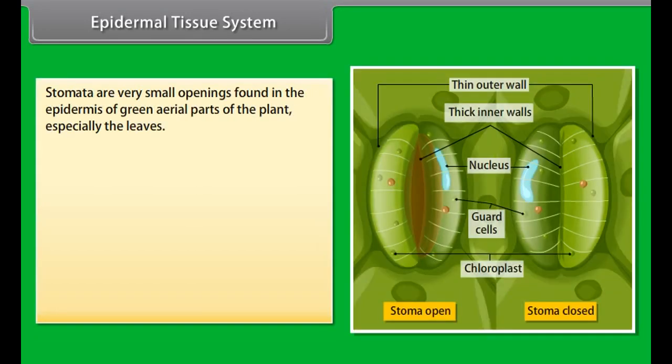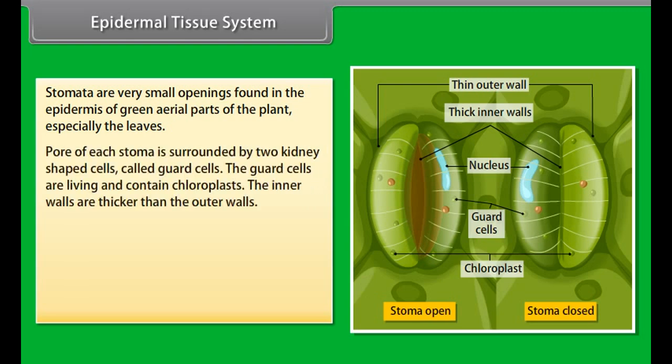Stomata are very small openings found in the epidermis of green aerial parts of the plant, especially the leaves. The pore of each stoma is surrounded by two kidney-shaped cells called guard cells. The guard cells are living and contain chloroplasts. The inner walls are thicker than the outer walls. The guard cells regulate the opening and closing of stomatal pores.